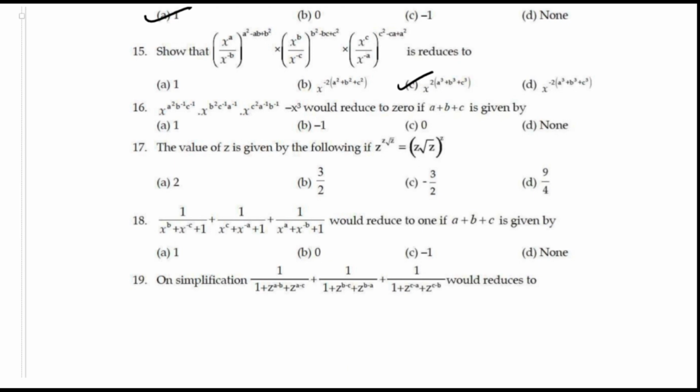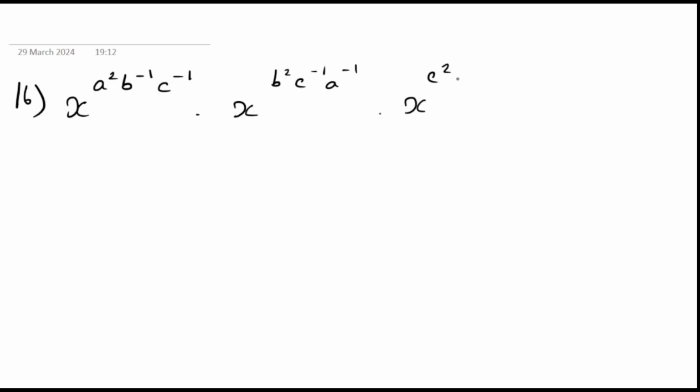Question number 16. x to the power A square into B to the power minus 1 and C to the power minus 1, into x to the power B square into C to the power minus 1 into A to the power minus 1, into x to the power C square into A to the power minus 1 and B to the power minus 1, minus x cube is equal to 0.